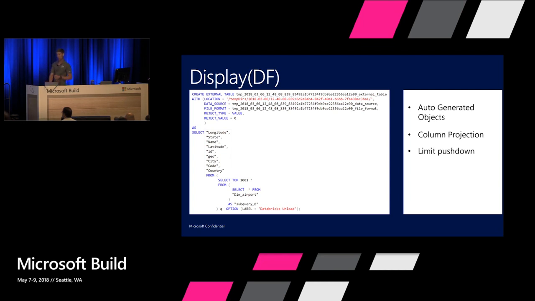We also do limit pushdowns. Databricks does a great job of not overrunning your browser. If you do a select star, it doesn't actually do a select star. It does a select 1,000, right? Because you don't need all that data to just come back to your browser and take it over. So we'd actually propagate those limit projections down into SQL Server or SQL DW.